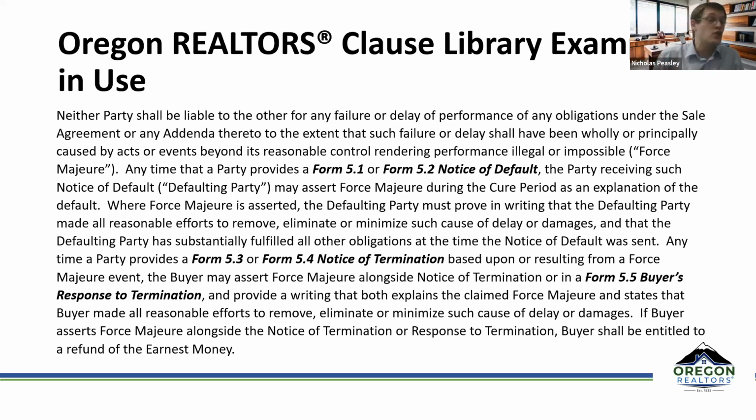Anytime that a party provides a notice of termination, they terminate the contract based on a resulting force majeure event, the buyer can assert force majeure along with the notice of termination, or in their response to termination, provide a writing that explains the claimed force majeure and states that the buyer made reasonable efforts to remove, eliminate, or minimize the cause of such delay or damages. If the buyer asserts a force majeure alongside the notice of termination or response to termination, they get their earnest money back.